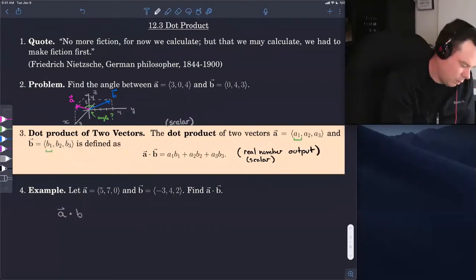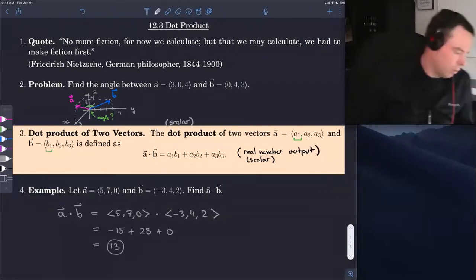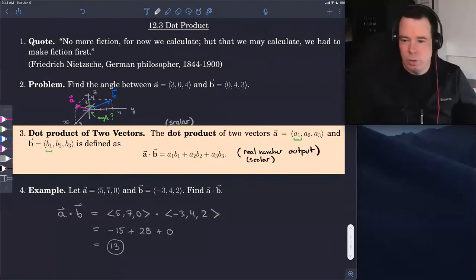So A dot B, that's (5, 7, 0) dot (-3, 4, 2). And the dot product is multiply their first components together. That's 5 times -3, which is -15, plus the second component, 7 times 4, which is 28, plus the z components, 0 times 2, which is 0. So this has a value of 13. So that is our dot product of those two vectors, an example of computing.